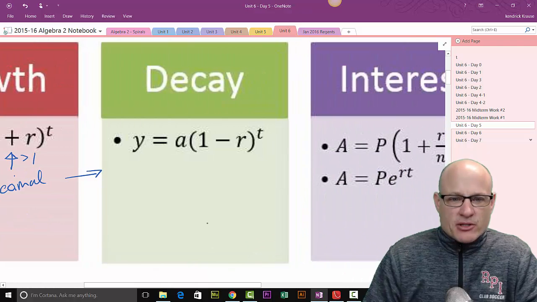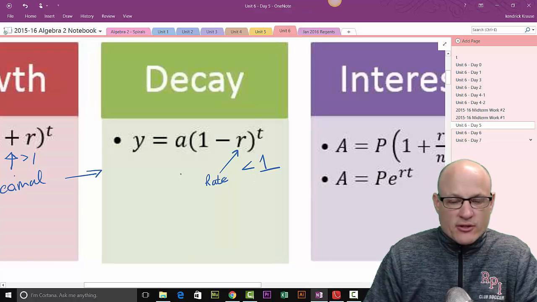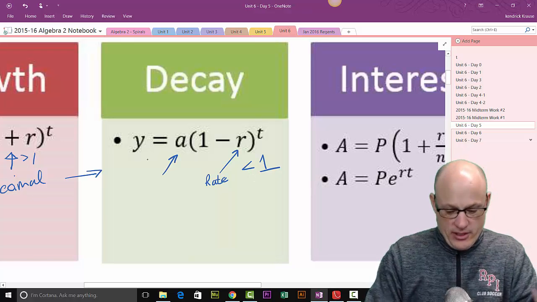So decay is very similar. We still have a rate, but in this case, our rate R, we're going to subtract, because in order for it to be decay, it has to be less than 1. Now, I say less than 1. It also has to be greater than 0. Again, we're starting with an initial amount.